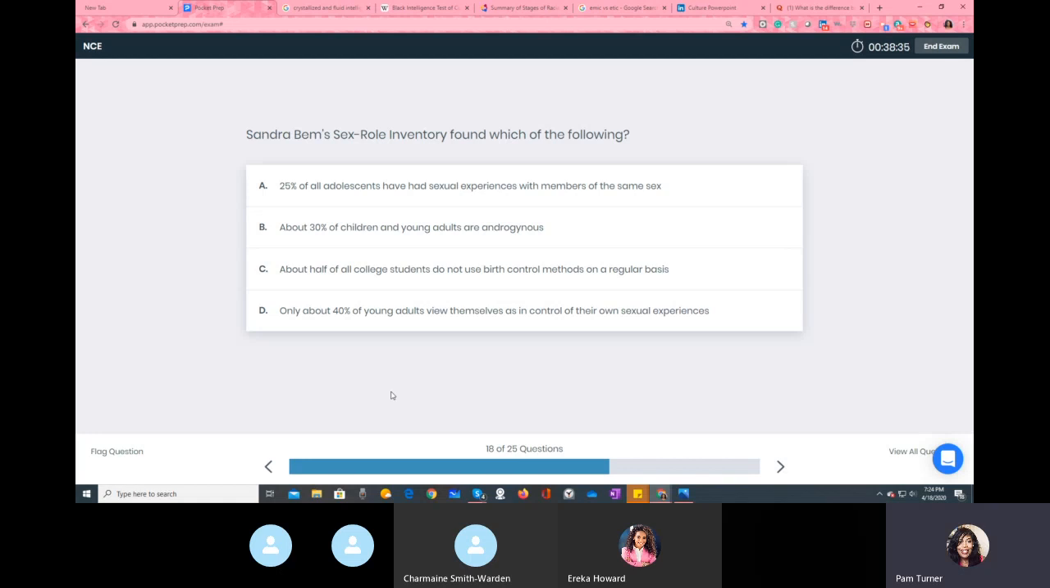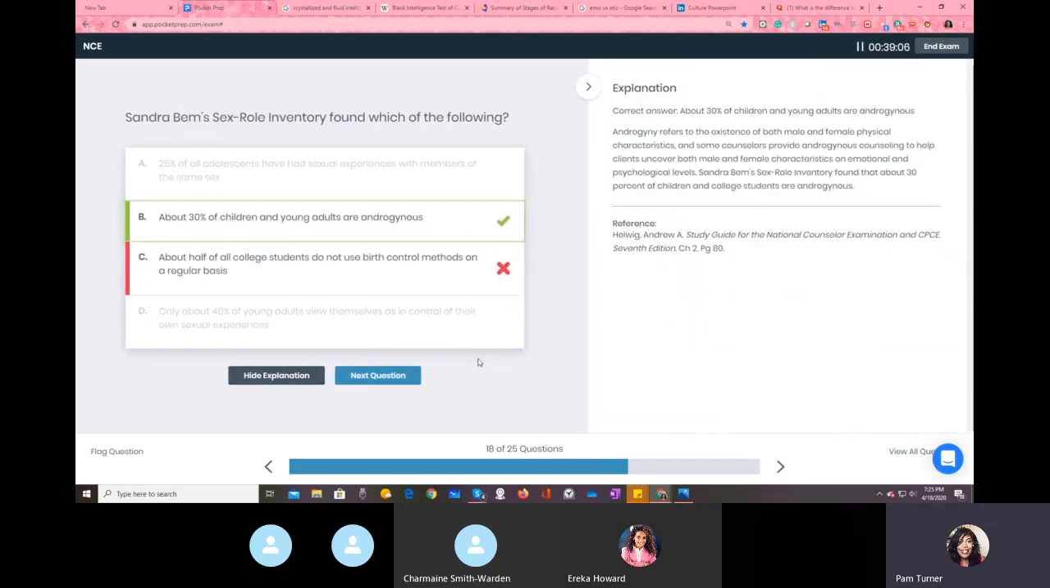Androgynous is a term. Remember Pat from Saturday Night Live that we weren't sure what sex she was, a boy or a girl? That's androgyny. Okay. About half of all college students do not use birth control methods on a regular basis, or about 40% of adults view themselves in control of their own sexual experiences. 30% of adults find themselves as androgynous. Surprise you?